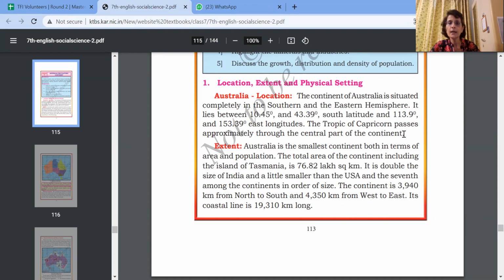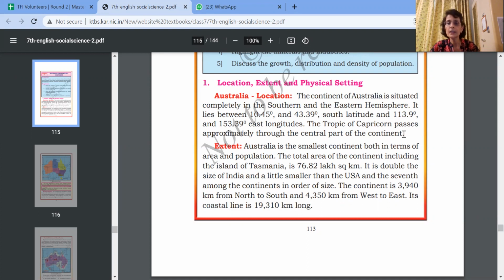Just mark whatever I am asking you to mark. Okay, so in this paragraph I've asked you to mark Australia is the smallest continent both in terms of area and population. And then second point is total area of the continent, including the island of Tasmania, is 76.82 lakhs. Okay. The continent, it is also, just mark this, it is the 7th among the continents in order of size. So it is the 7th. So basically, actually, it is the smallest continent, because there are only 7 continents.